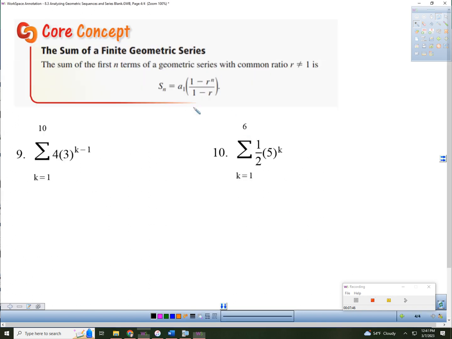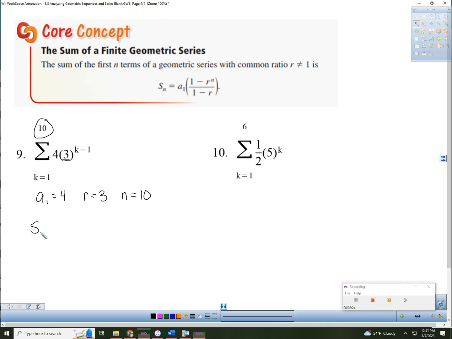All right, when finding the sum, we have this equation. So we always need the first term and we need the ratio. So the first term, as long as this is minus 1 up here, then that tells me that this is my first term. If you're unsure, what you can do is plug 1 into the equation and you're going to get 4 anyways. All right, and then I also need my ratio, which is always the number that is in the parentheses that's being raised to the exponent. So my ratio is 3, and then my n value is how far I'm going, which would be 10.